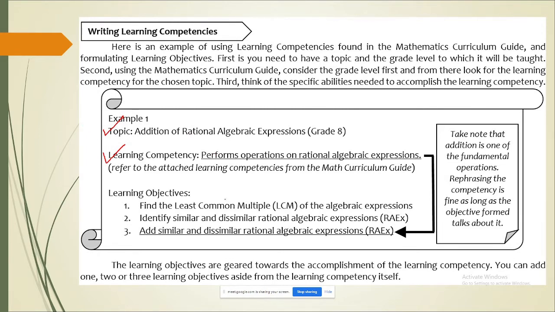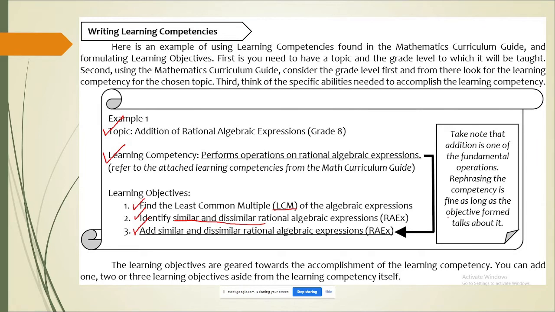If I add, I need a concept about LCM. I need a concept about how students will identify similar or dissimilar rational algebraic expressions. Are items 1 and 2 in our learning competency in the CG? No. But they are needed for addition. So the teacher must be knowledgeable about the lesson on addition of rational algebraic expressions. To add them, you should know how to find the LCM of an algebraic expression, as well as identify similar and dissimilar rational algebraic expressions, and lastly, add similar and dissimilar rational algebraic expressions.